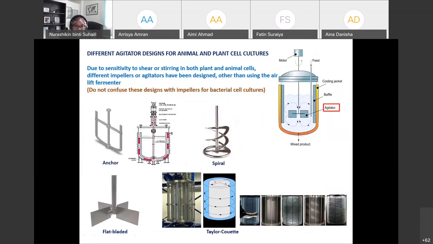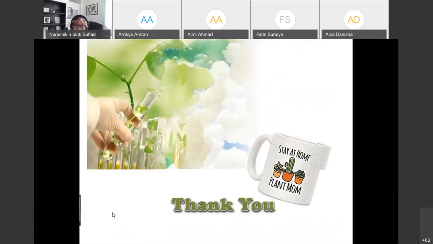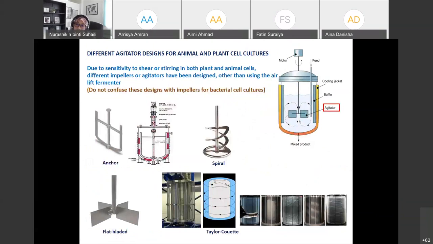The last few slides here share with you different types of impellers for animal and plant cell cultures. Previously, when we talked about the stirred tank reactor, it was actually not this one. The impeller used for microbial fermentation for bacteria, yeast, fungi, normally we use the Rushton turbine. It looks like this, but normally it has six blades.